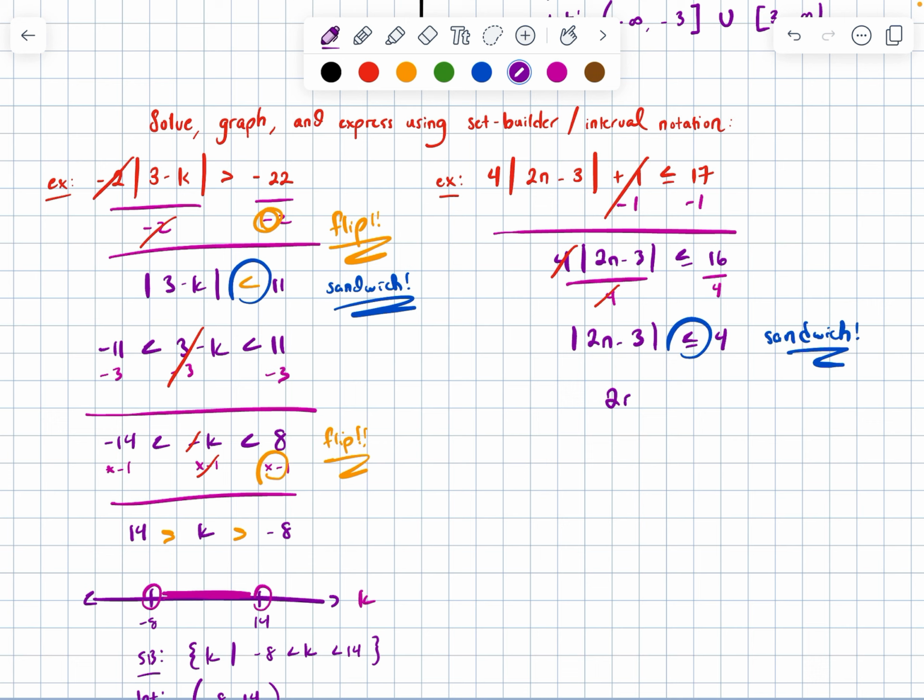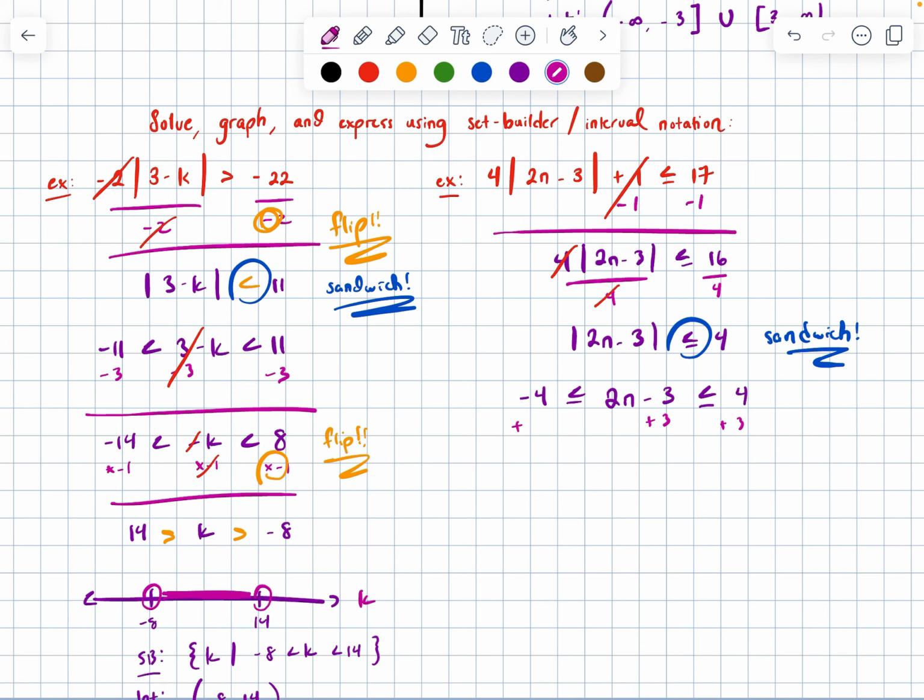So rewriting this as my compound inequality, 2n minus 3, the stuff inside the absolute value, right, it needs to be closer to the 0 than the 4 and the negative 4. So it's going to be sandwiched in between them. And I've got an or equal to, so I'll write my or equal to symbol as well. And from here, all I've got to do is get n by itself.